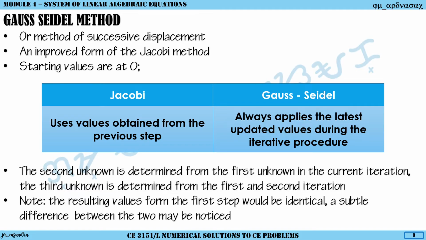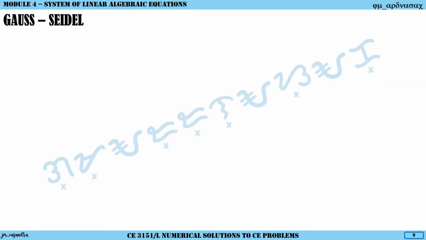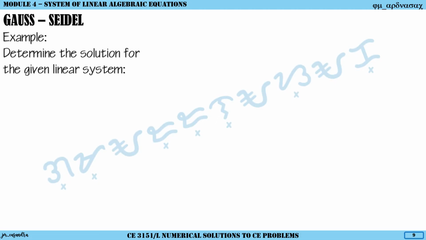Okay? So to understand the process for the Gauss-Seidel method, again, we solve the solution of the linear system for the given equations. This is the same as the given equations in Jacobi. So tignan lang natin yung difference in the process and the outcomes.